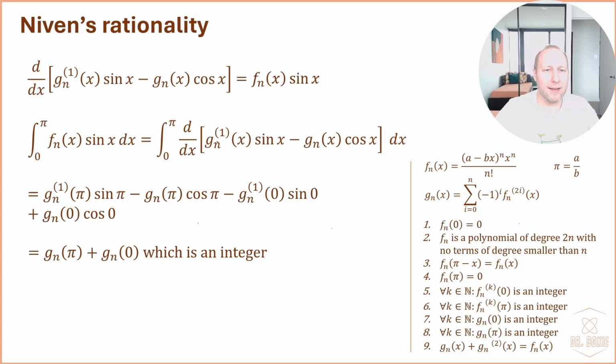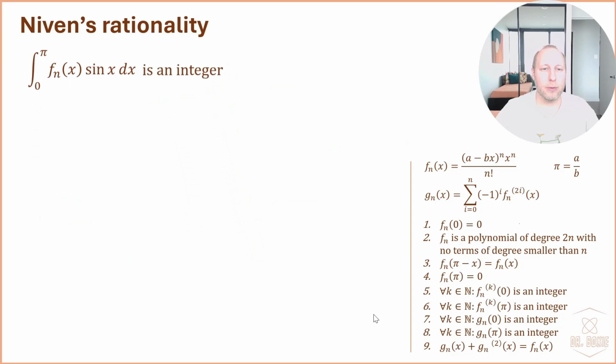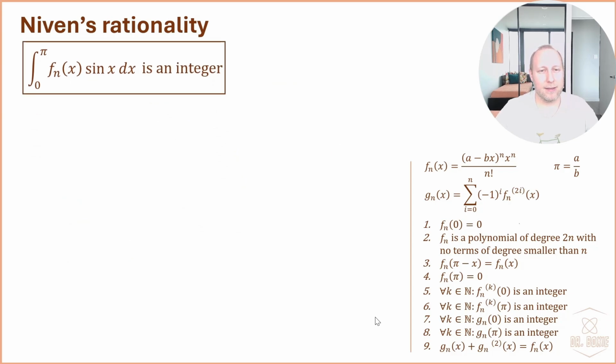But so we find that this integral, the integral fn of x sine x between 0 and pi, is actually equal to gn pi plus gn of 0. Properties 7 and 8 tell us that both of these terms are integers, which means that that sum itself is an integer. So we finally found that this integral is an integer.